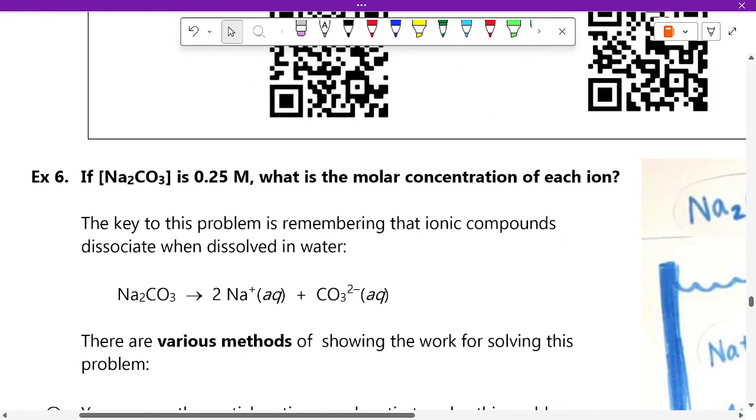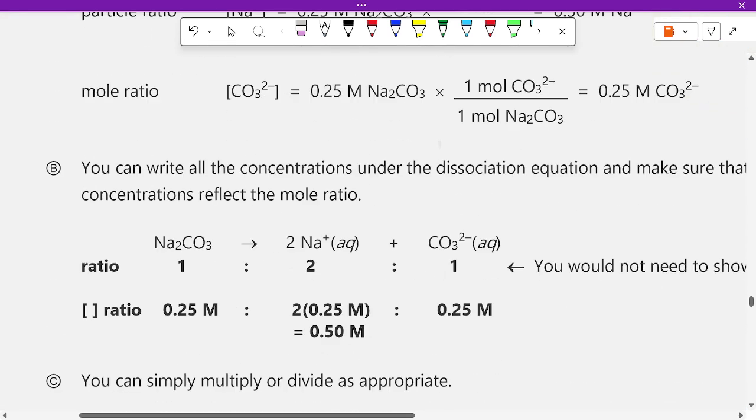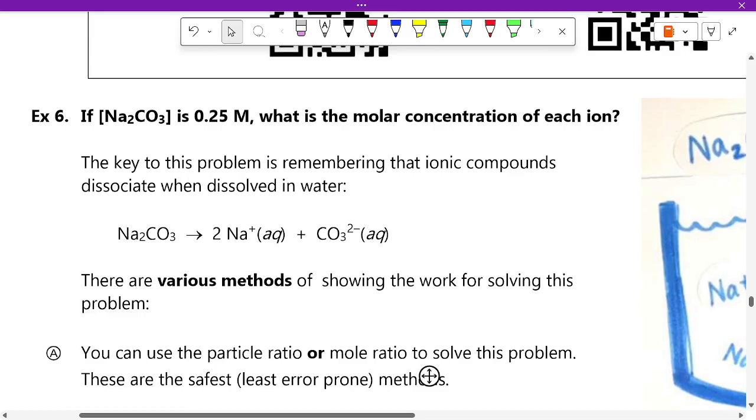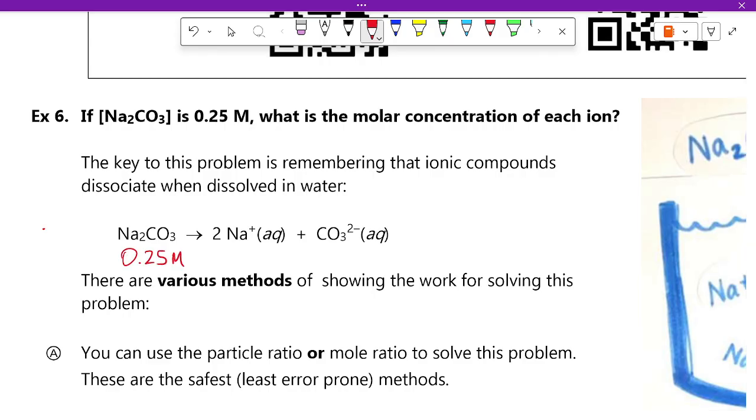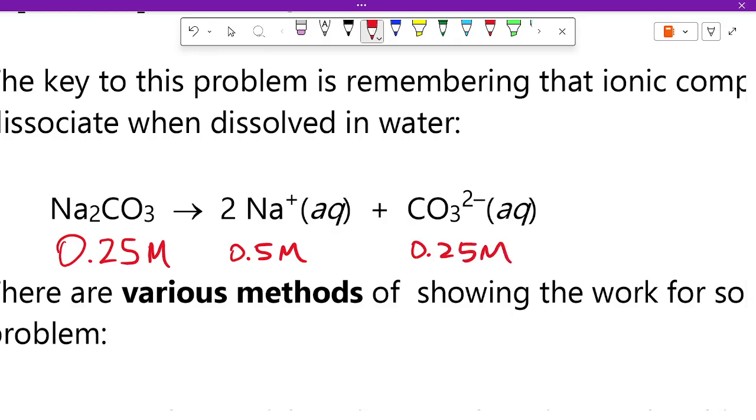Ion concentration, this is on page 54. If you know that the concentration of sodium carbonate is 0.25 molar, then what is the concentration of sodium? 0.5 molar. And what is the concentration of carbonate? 0.25 molar.